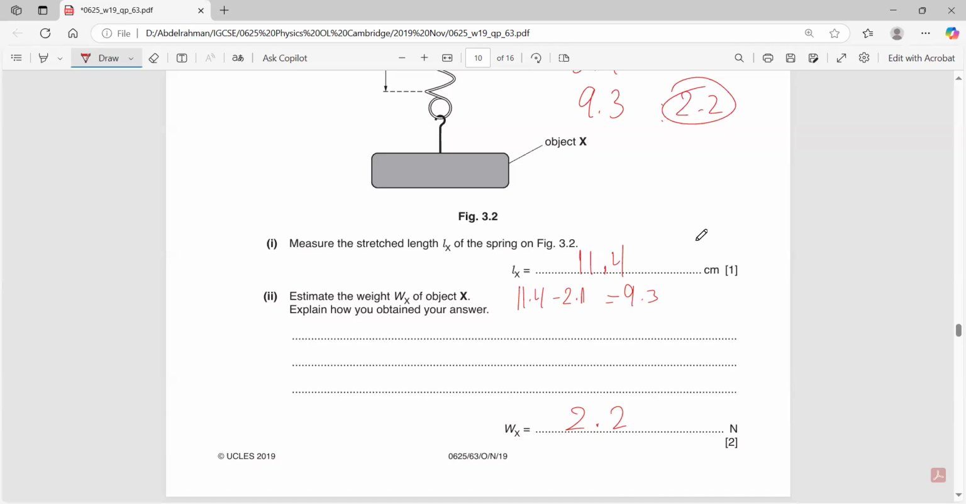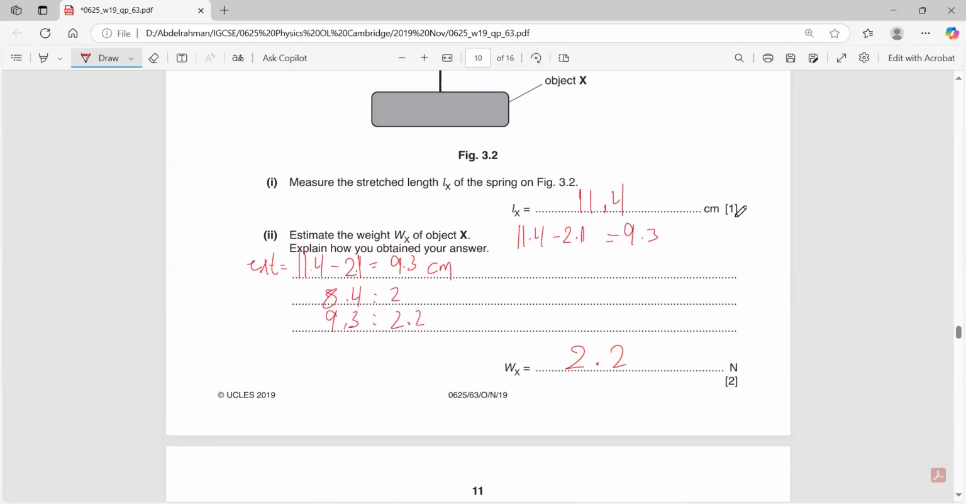Explain how you obtained your answer. You can write down that 11.4 minus 2.1 is 9.3 centimeters. So this is the extension. And then you can write down the ratio, which we wrote down up here. You can write down 8.4 to 2 would be equal to 9.3 to 2.2. You can write it down as it is. Again, you have to use the extension. You can never use the actual length.